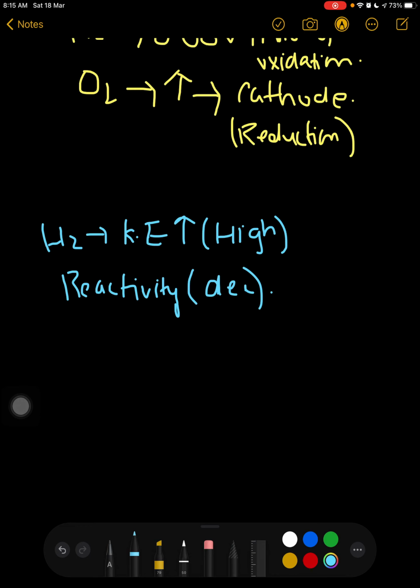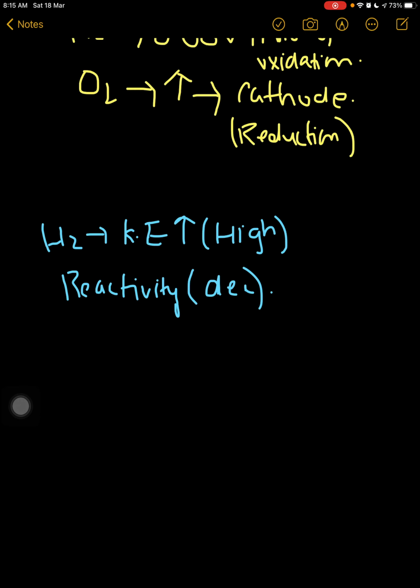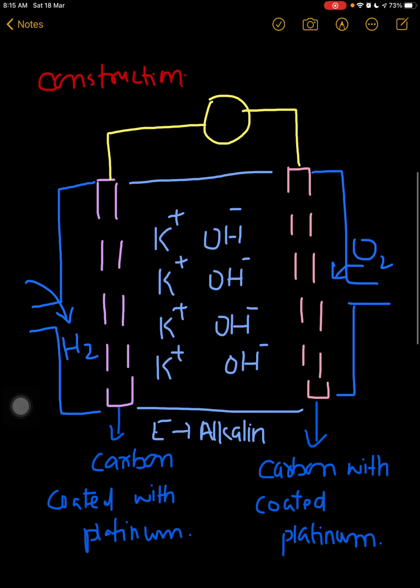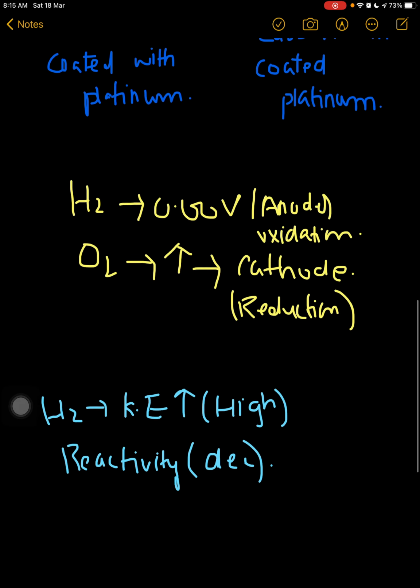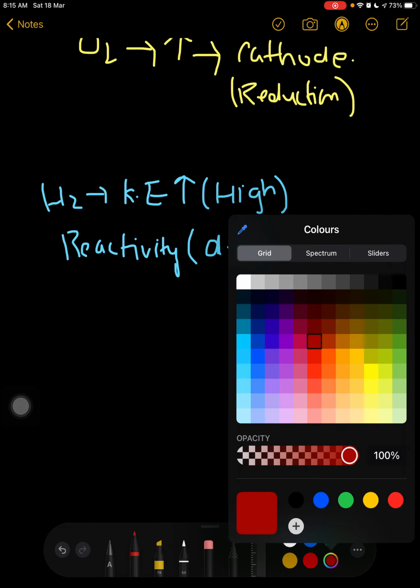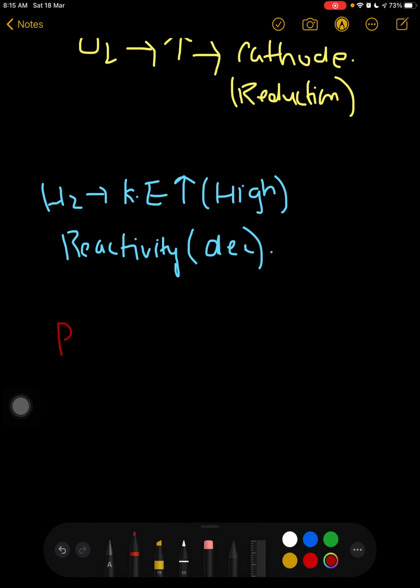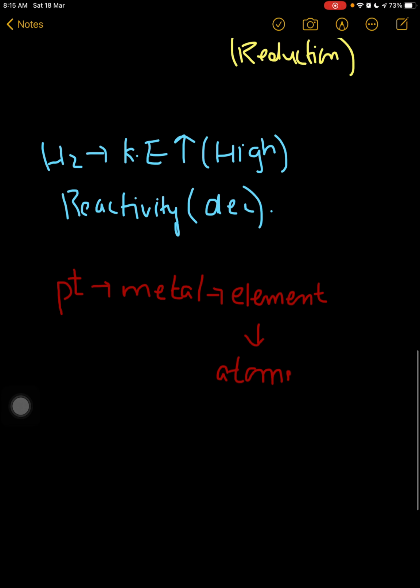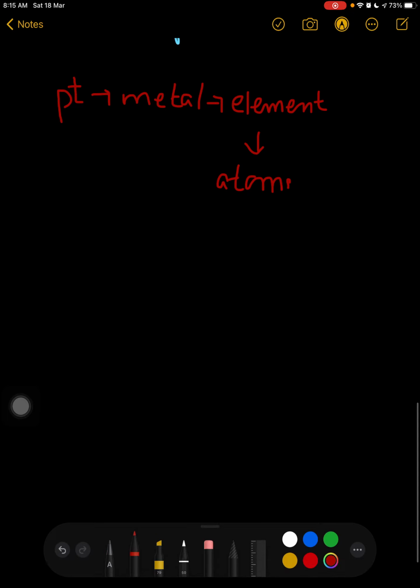But as I told you, this carbon electrode is coated with platinum, right? So we know that platinum is a metal, let me write it over here. Platinum is a metal, and basically it is an element. An element has atoms in it. Let's make the atoms of this platinum.